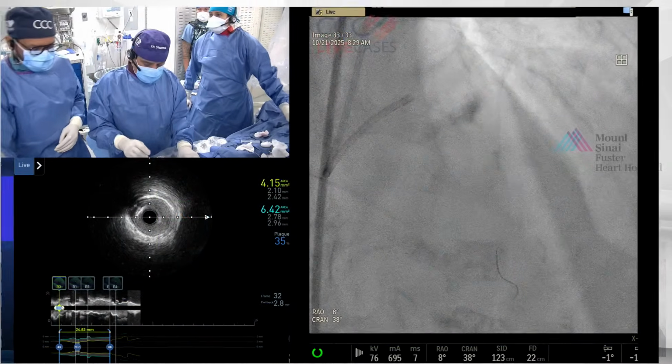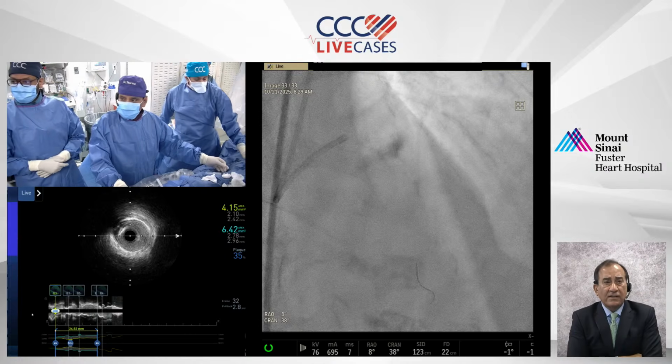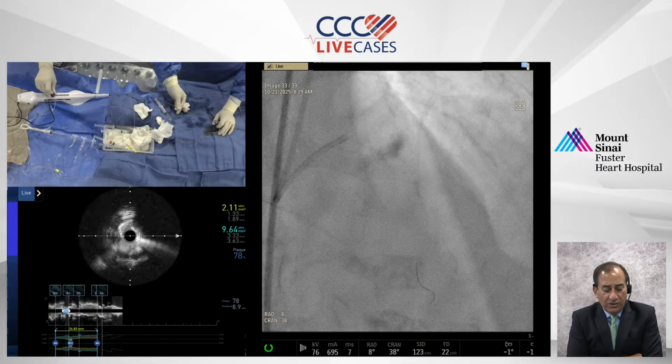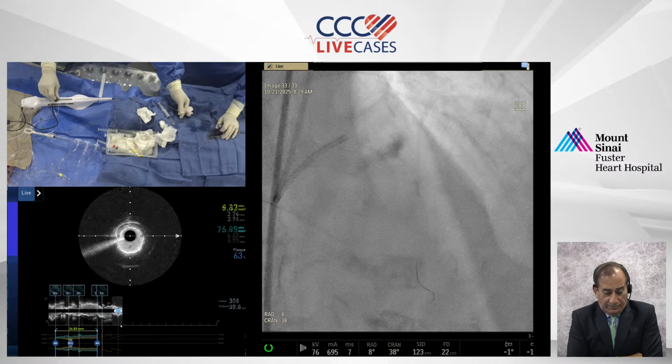Two more questions here. One, I'm going to read it to you exactly how it is written. This is from Nikhil Jha. Nikhil, thank you again for joining us. On imaging, if there is diffuse left main disease, then how do you interpret it, as there is no reference segment?